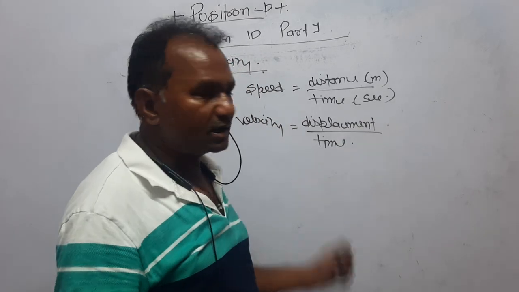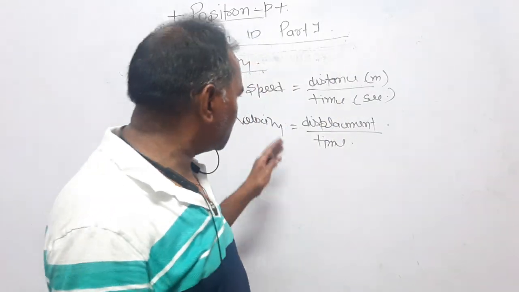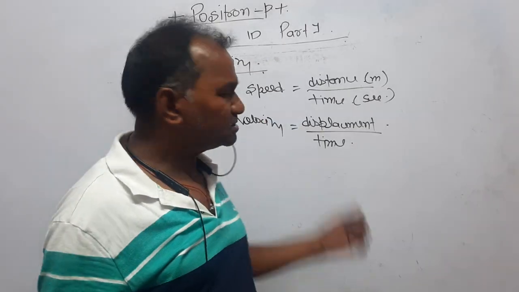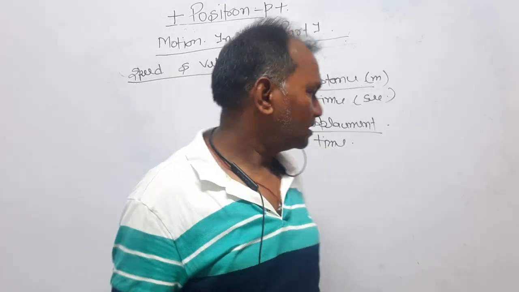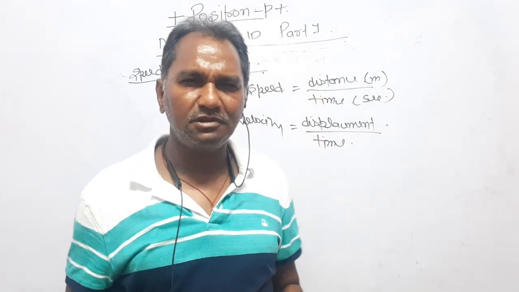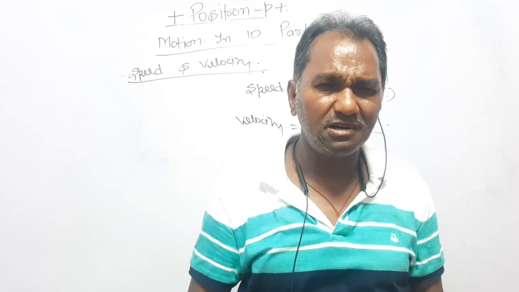Dear students, again look, what is speed? That is distance covered in 1 second, whereas velocity is the displacement covered in 1 second. Actually, speed is a scalar quantity, whereas velocity is a vector quantity. In the last topic we discussed distance and displacement. At that time, we got the conclusion.